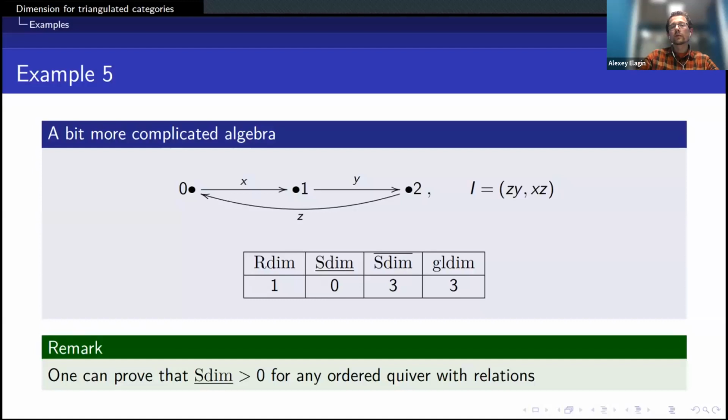And I would like to note that lower Serre dimension equal to 0 can only happen for path algebras of quivers with cycles. If the quiver has no cycles, then lower Serre dimension must be positive.